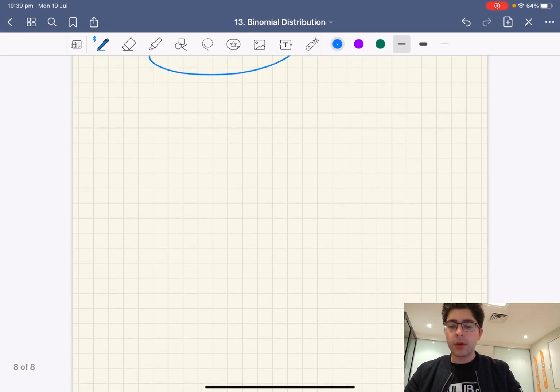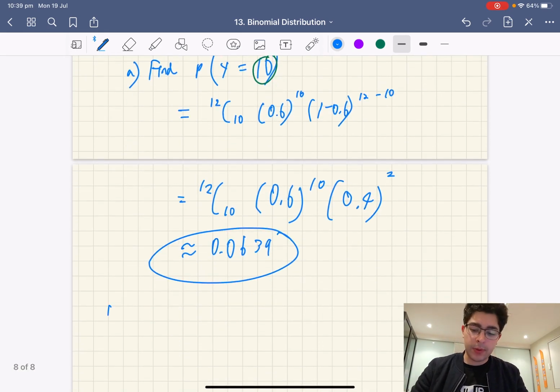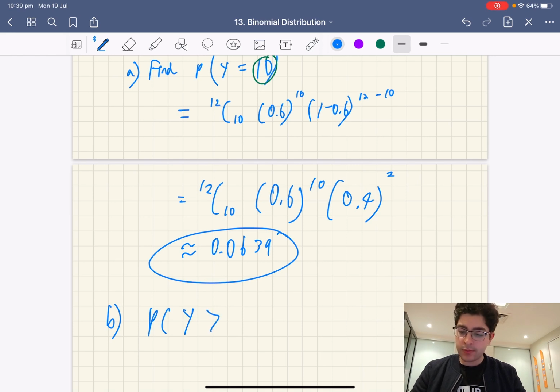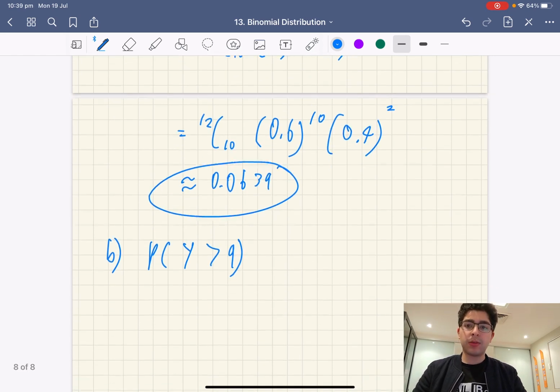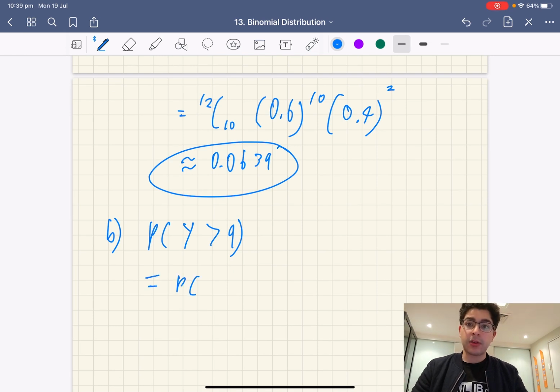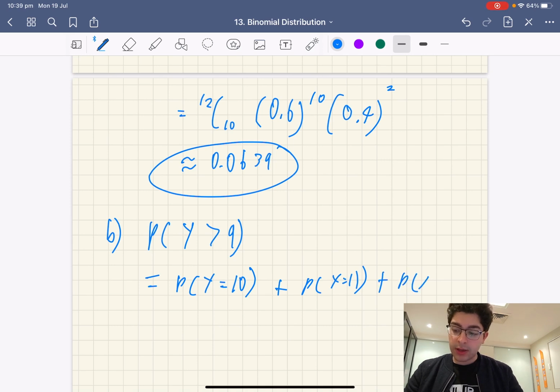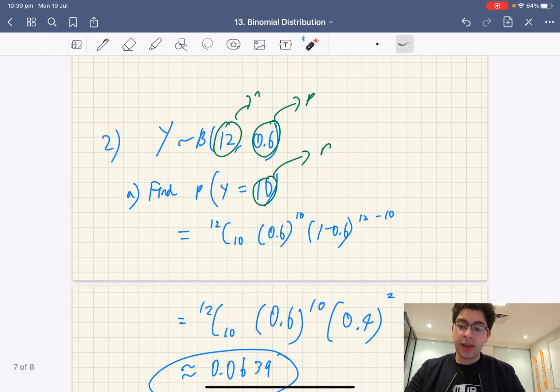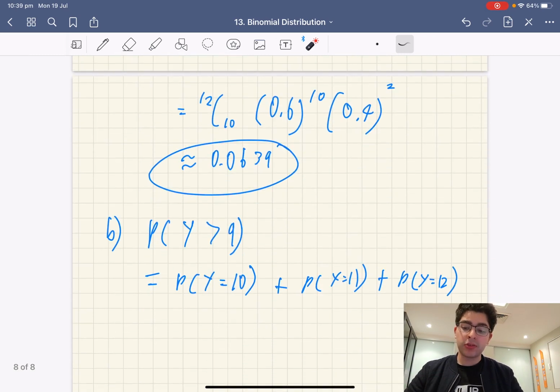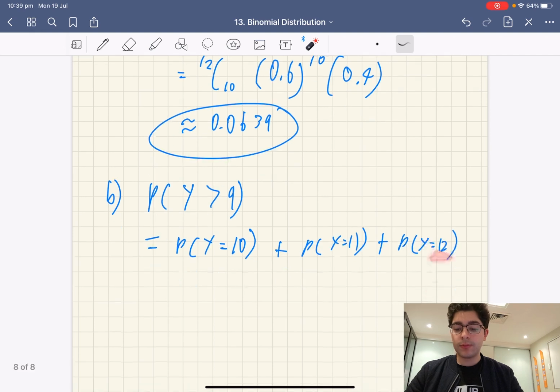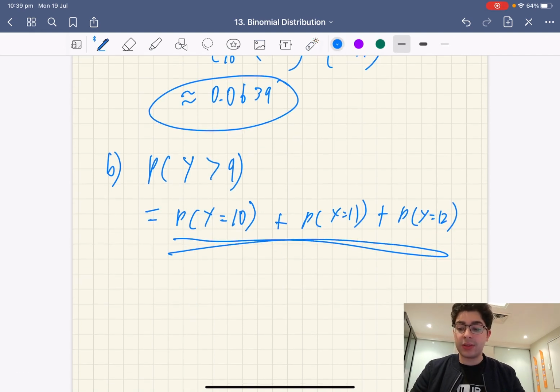There you go. Now what I'm going to do finally is one final part. If I now said find the probability that y is greater than 9, what that essentially means is find the probability that y is equal to 10, or, and when I say or, that means we add, plus the probability that y is equal to 11, or plus the probability that y is equal to 12. Now we know 12 is n, that's the maximum number of attempts. So we would just go up from all the numbers greater than 9 until we get up to the maximum, which is 12. And then basically we'll just sub all those in the calculator.